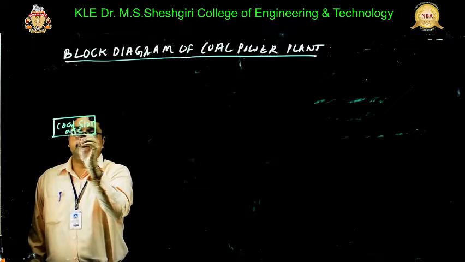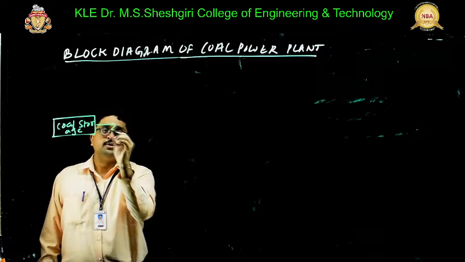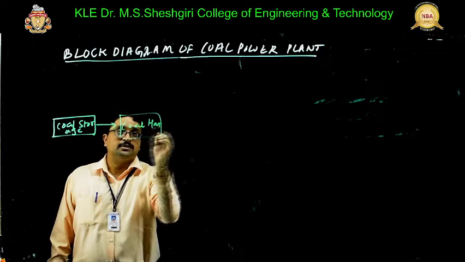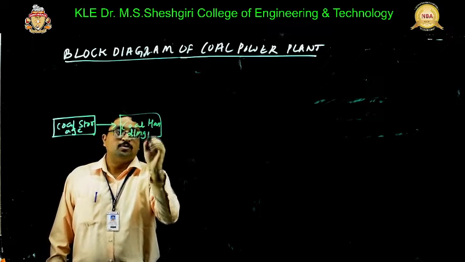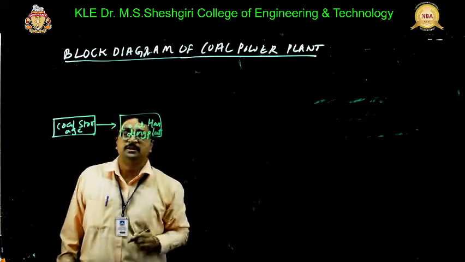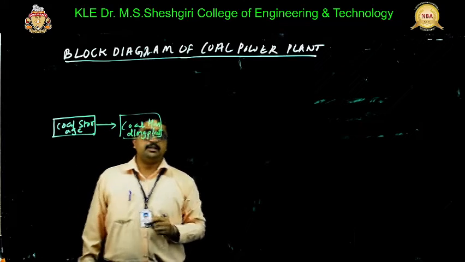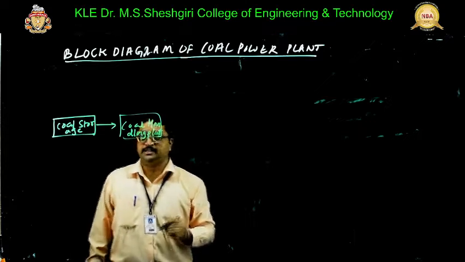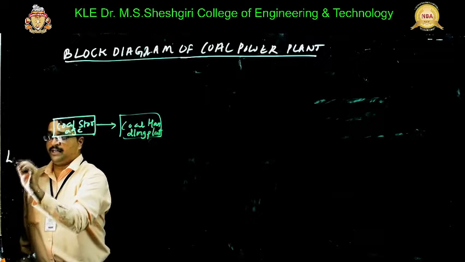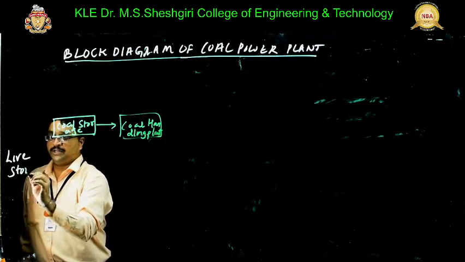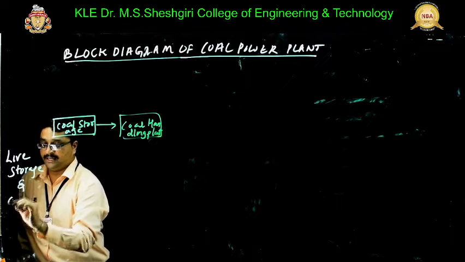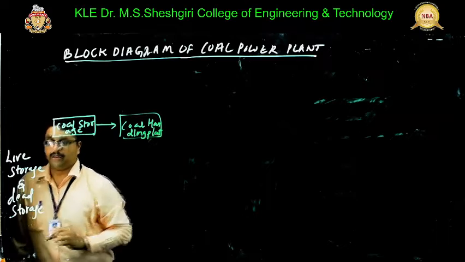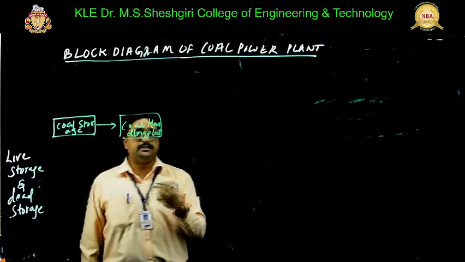Coal storage. Then we have the coal handling plant. Coal handling plant. Basically, coal is available in two forms: live storage and dead storage. What do you mean by live storage and dead storage?